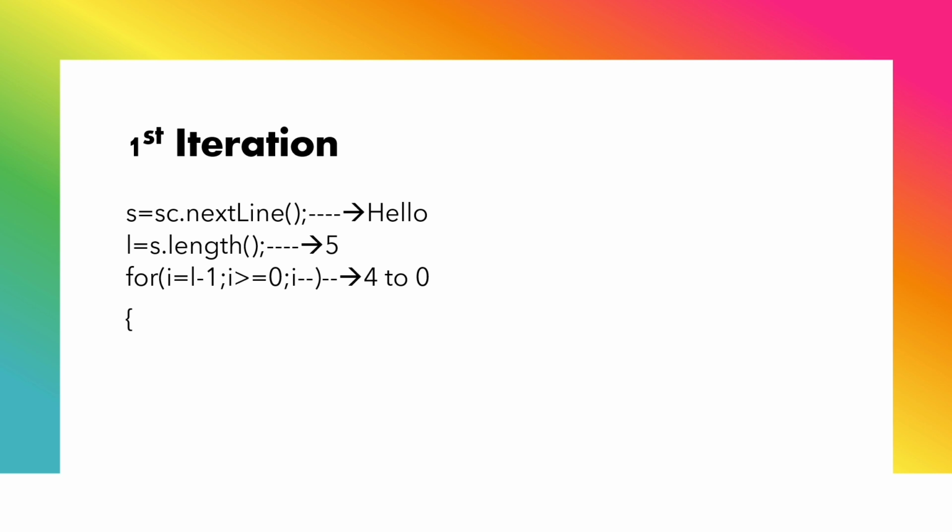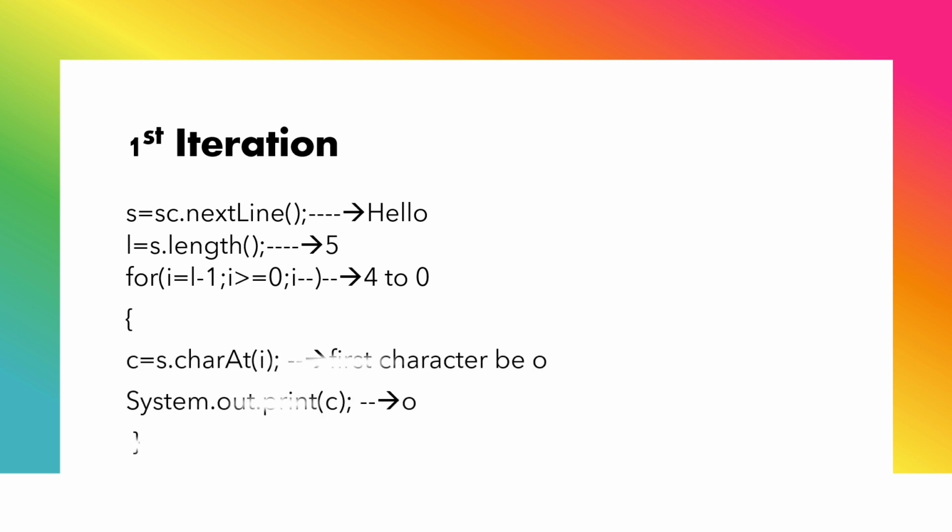Now the iteration is going to start from 4 till 0, because it will go length minus 1, since indexing starts from 0, so it is going to run while the index is greater than or equal to 0. Now what we did, we picked the character. So here the character is O, because it is at the end, and this character is going to be printed. So the first character we have got is O from hello. Okay, next we are going to move to the next iteration.